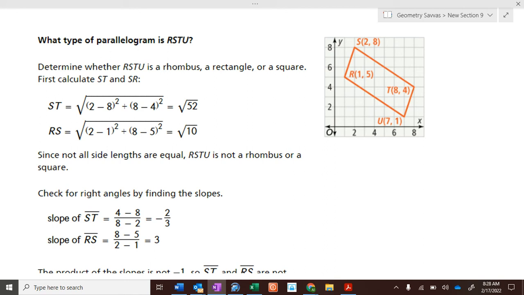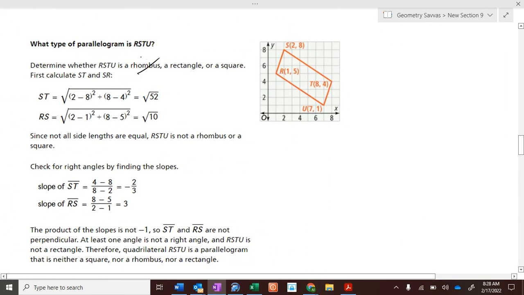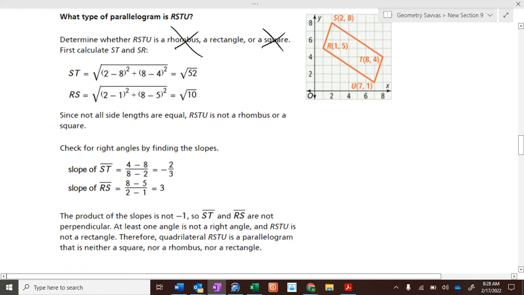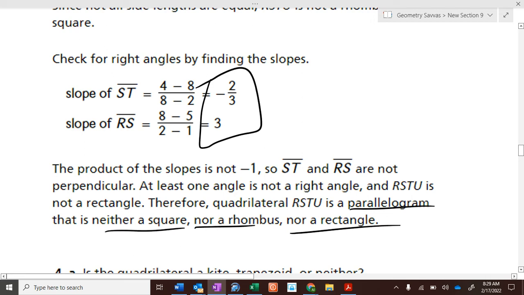Now, is it a rhombus? Are all the sides congruent? No. So since we don't have 4 congruent sides, it's not a rhombus or a square. Is it a rectangle? Well, if we check the slopes, are those opposite reciprocals? No. So it is a parallelogram because it has opposite sides parallel, but it's not a square, not a rhombus, not a rectangle. Those are the types of things you'll do.